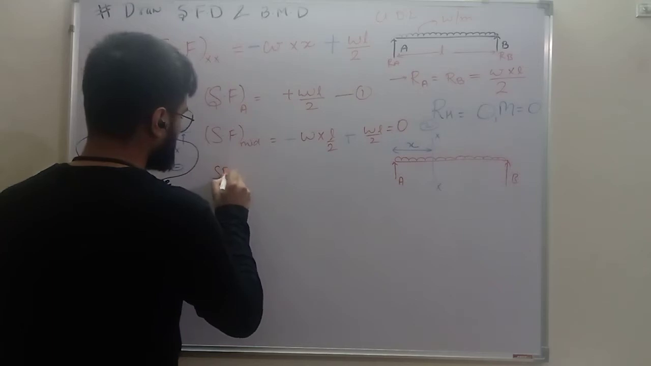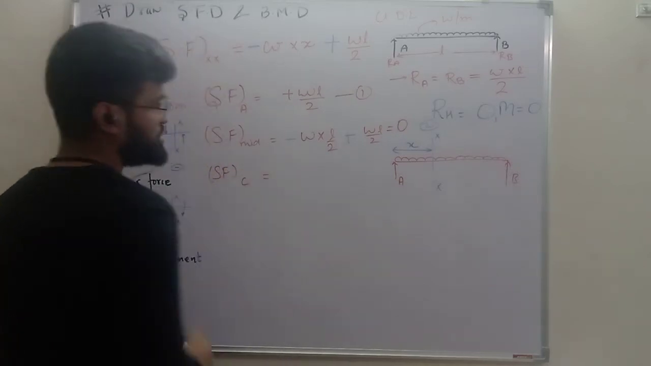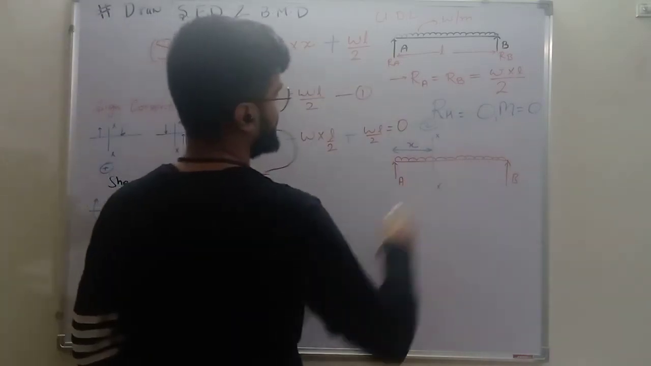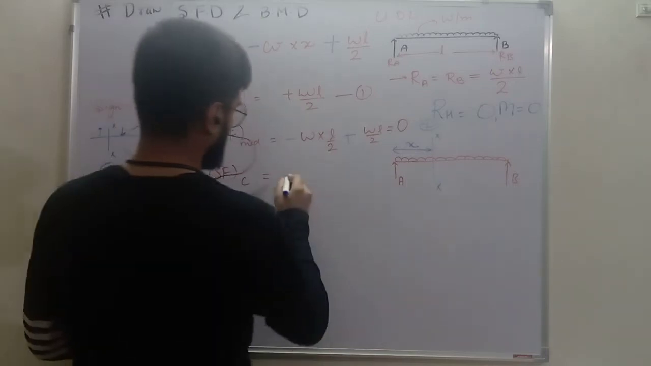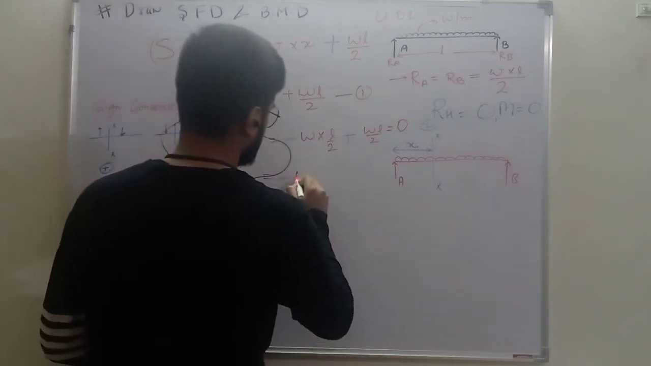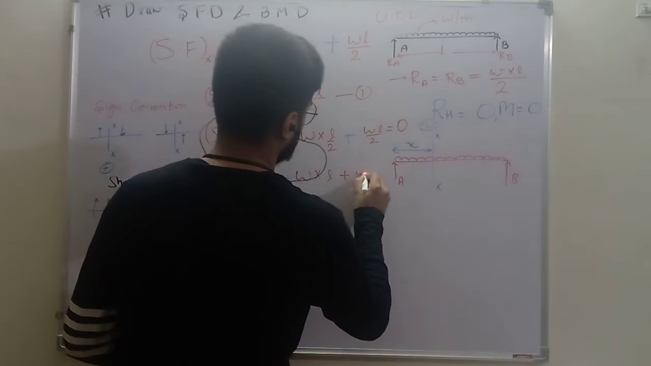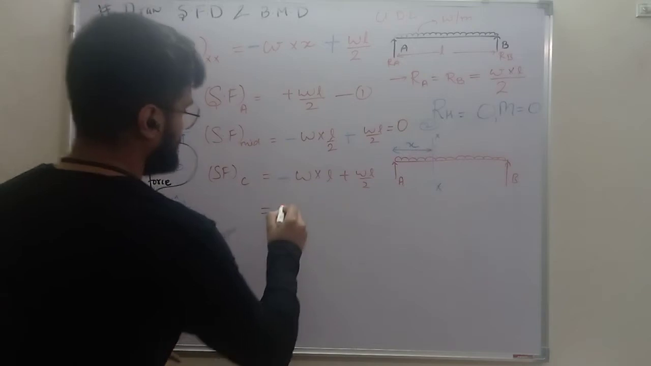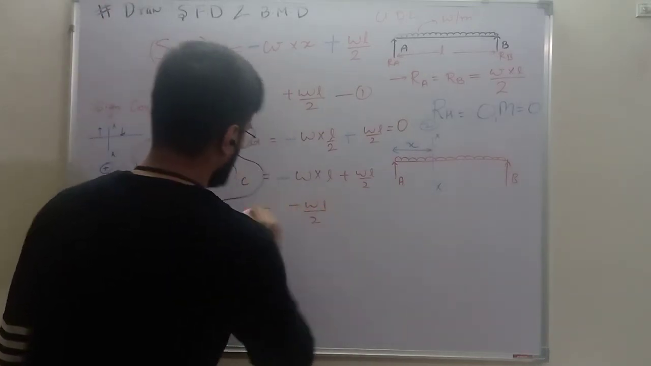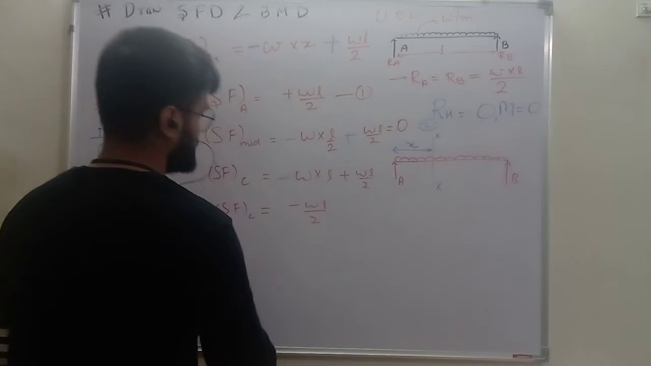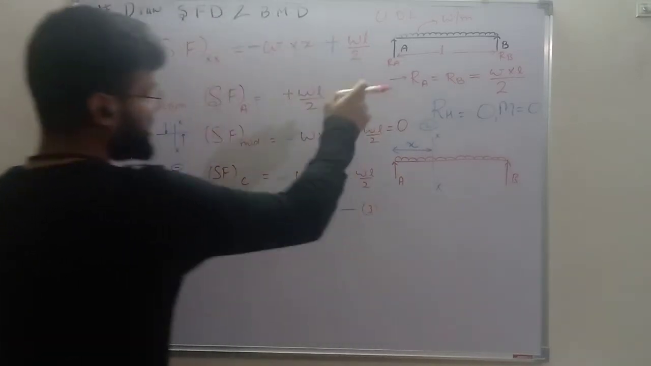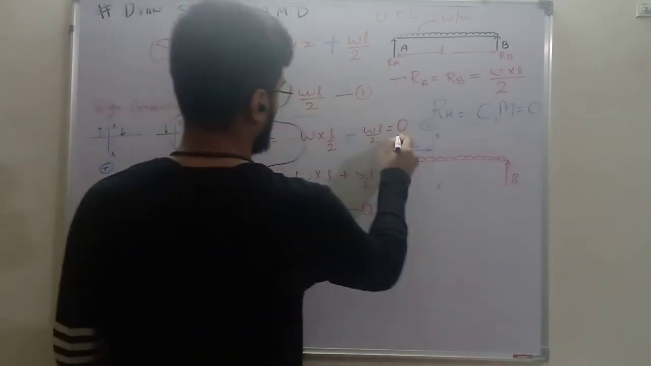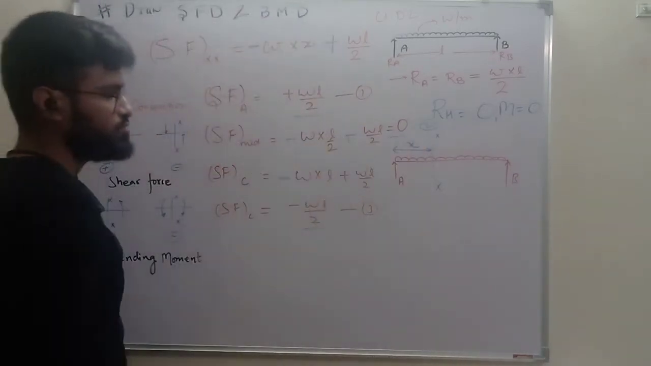Now what is the shear force at C? When the section is here, what is the shear force? Use this equation and write, instead of x, L. So minus W into L plus WL by 2, which will be minus WL by 2. So this is the shear force at C. This is equation 3. Now we can use this one and this one. These three equations or these three values we can use to draw the shear force diagram.